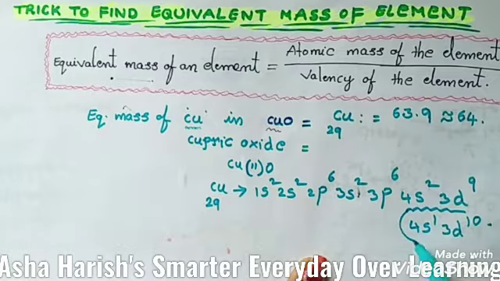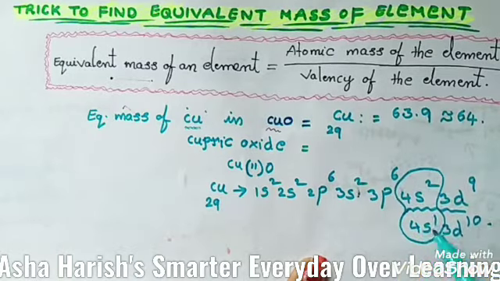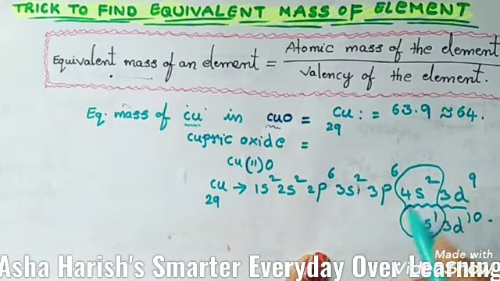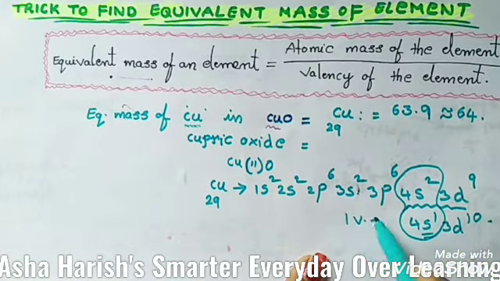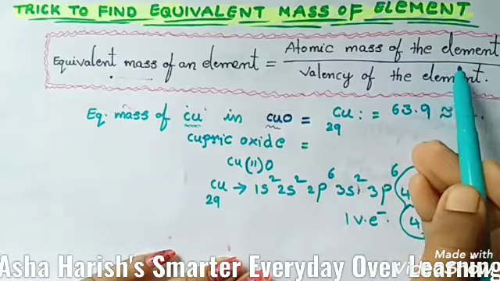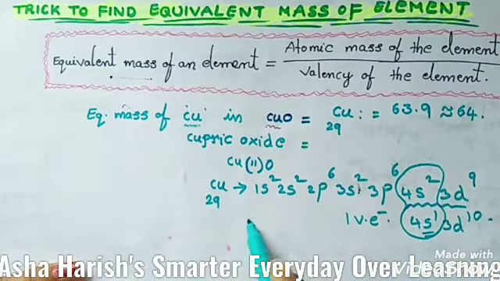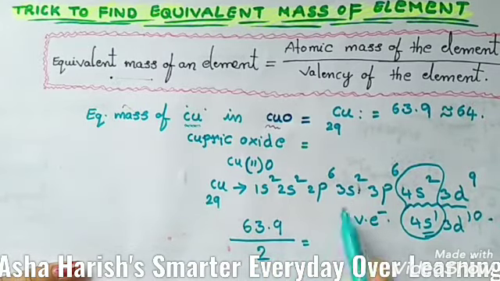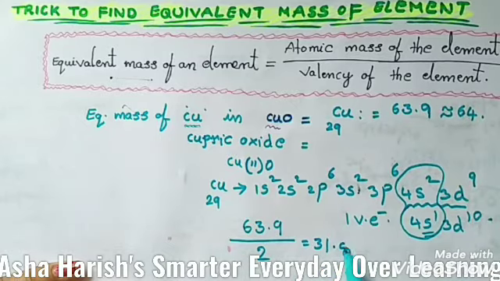Here the valency shell is 4s, the s orbital. So copper has only one valency electron. According to this formula, the atomic mass of the element, 63.9, divided by 2, approximately gives the answer 31.8.